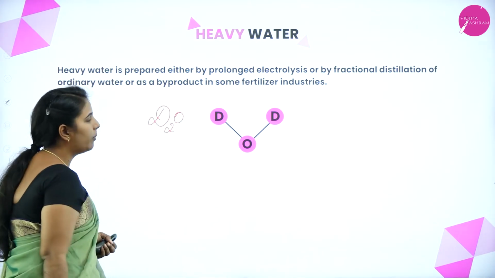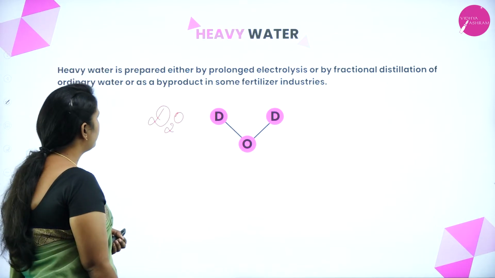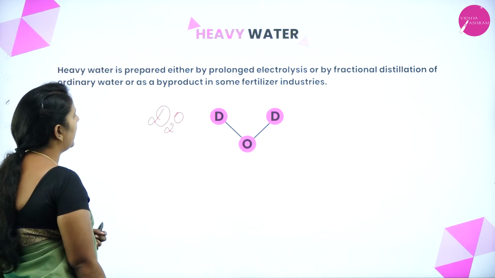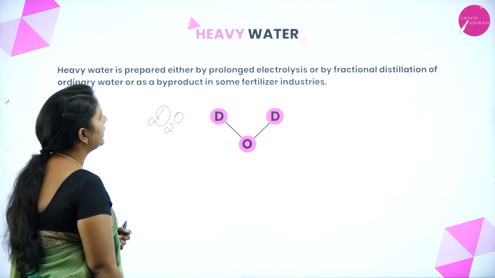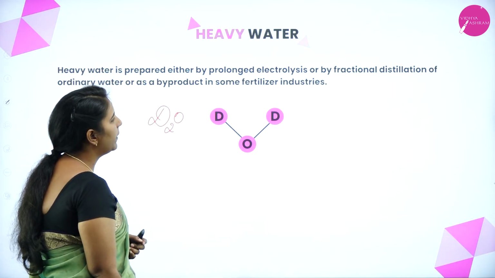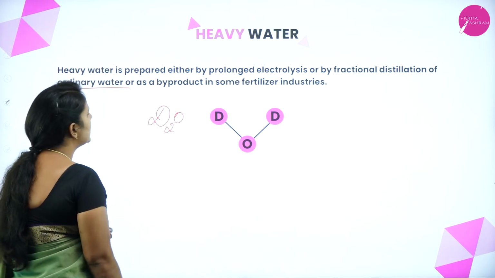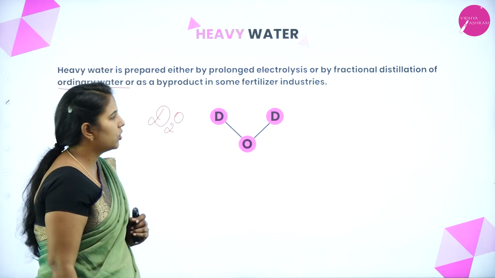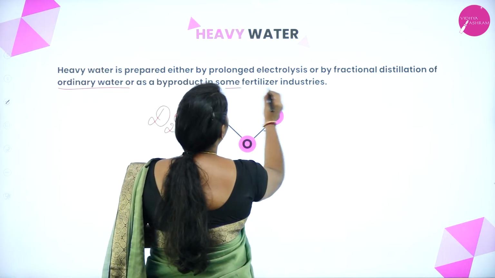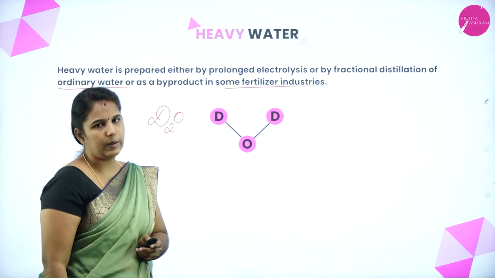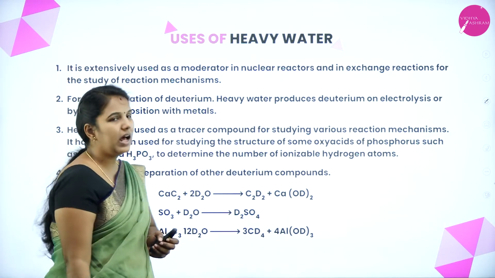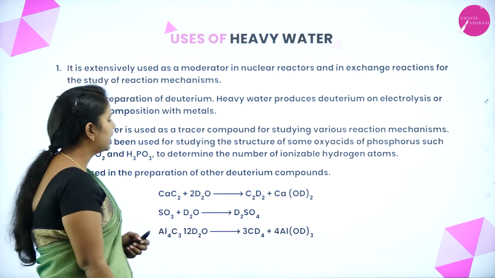This is a common representation of heavy water. Heavy water is prepared either by prolonged electrolysis or by fractional distillation of ordinary water as a byproduct, and it is also used in some of the fertilizer industry. Okay, let's see the uses of heavy water now.